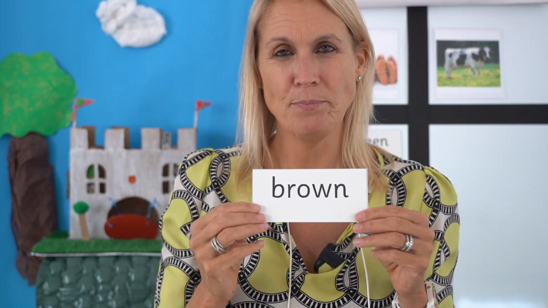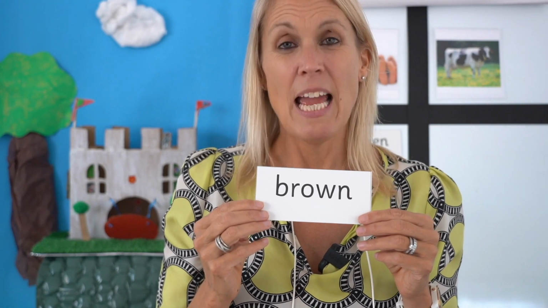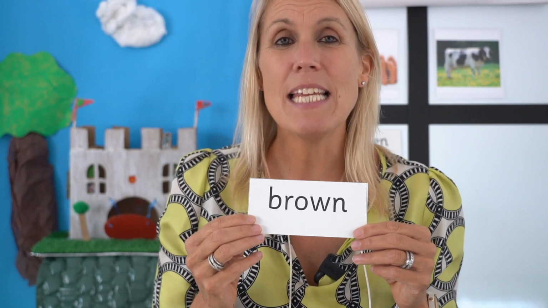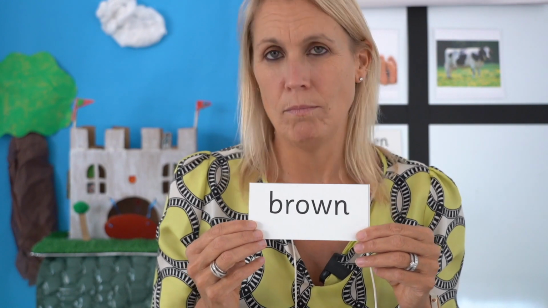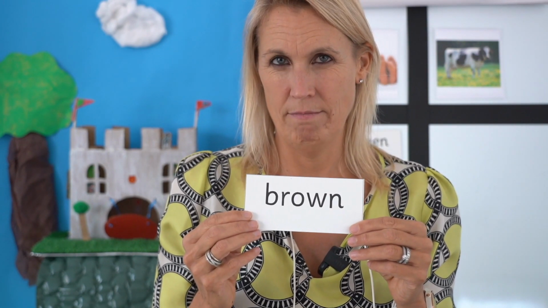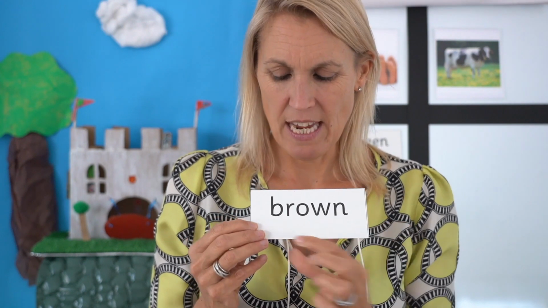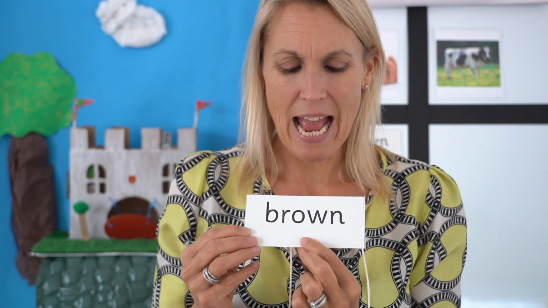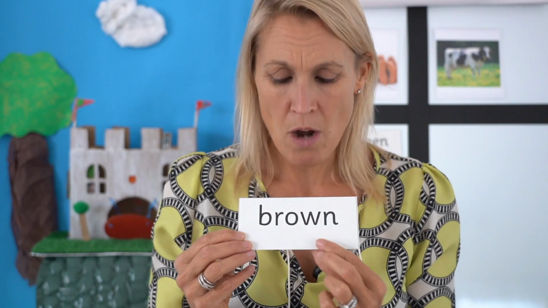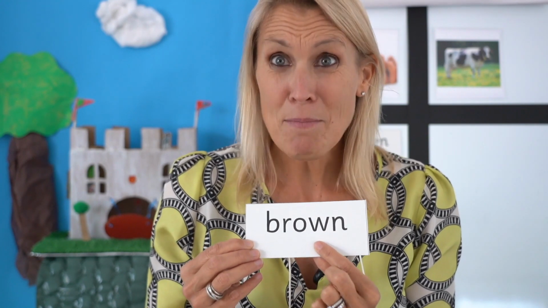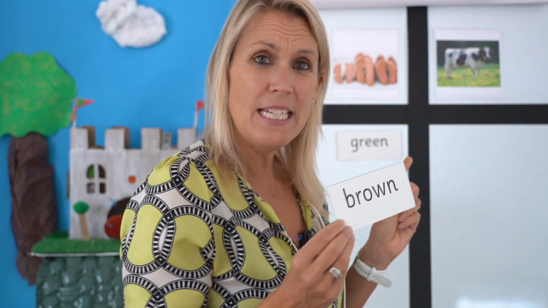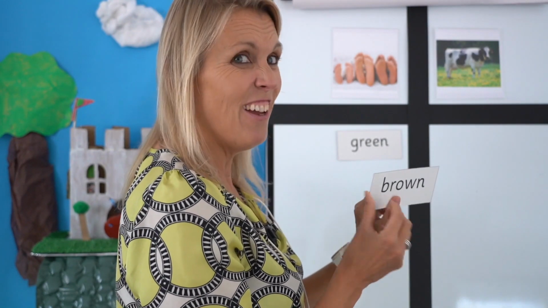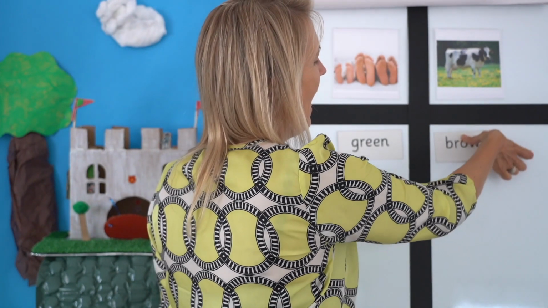Let's try another one. Read the word. Help me sort it. Shout out E or ow. What do you think? Let's read the word together. B, R, ow, N, brown. It has the grapheme ow, so I'm going to pop it here underneath the cow. Well done. My ow grapheme underneath the cow.